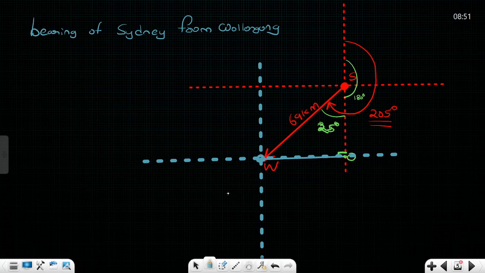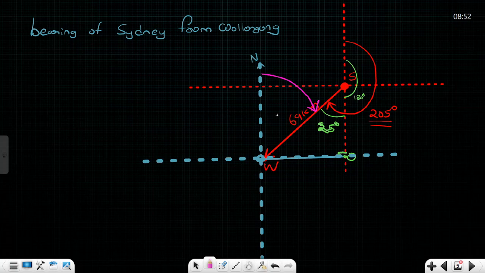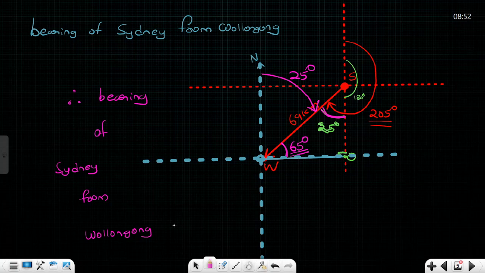So now you need the bearing of Sydney. This is the north direction for Wollongong. If you need the bearing of Sydney, that is nothing but this angle, correct? We got that this is 25, right? Therefore, can you tell me what this angle is? It is going to be 65 degrees. Therefore, the top angle will become 90 minus 65, 25 degrees. Therefore, the bearing of Sydney from Wollongong is equal to 25 degrees.